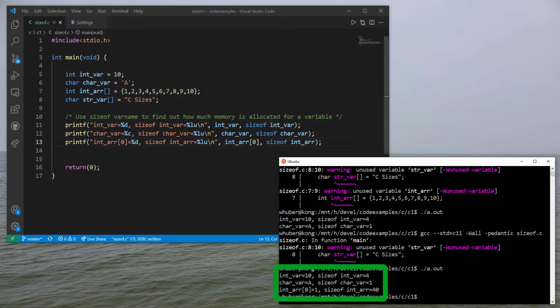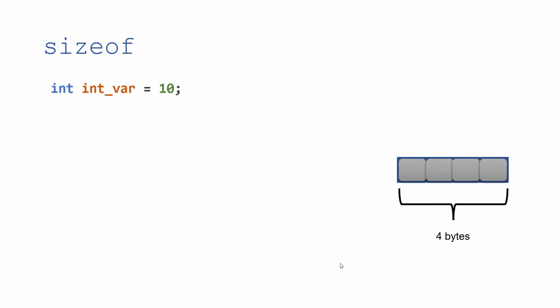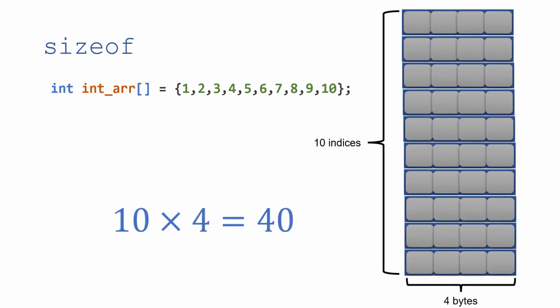And you may say, now hold on a second, there's 10 elements in this array, but keep in mind sizeof returns how much memory is allocated. So there's 4 bytes per integer and there's 10 integers. 10 times 4 is 40.